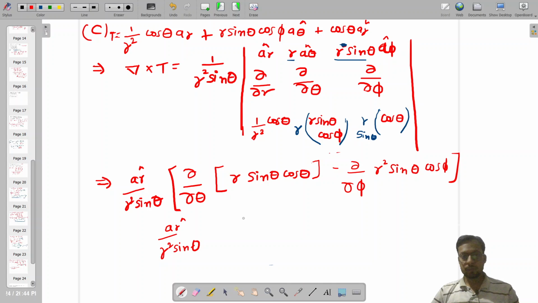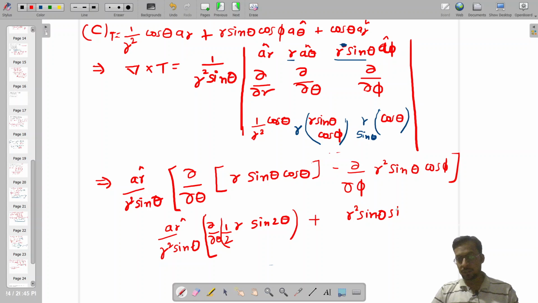Okay, so we have a r upon r square sine theta. Here we can write sine theta cos theta as 1 by 2 sine 2 theta. So 1 by 2 sine 2 theta, minus del upon del phi. We can evaluate this. So cos phi, minus plus, gives r square sine theta sine phi.